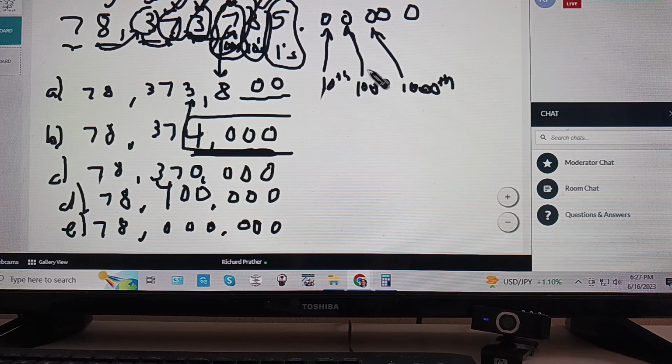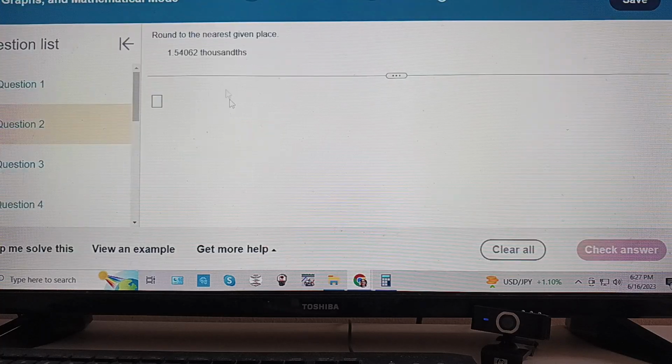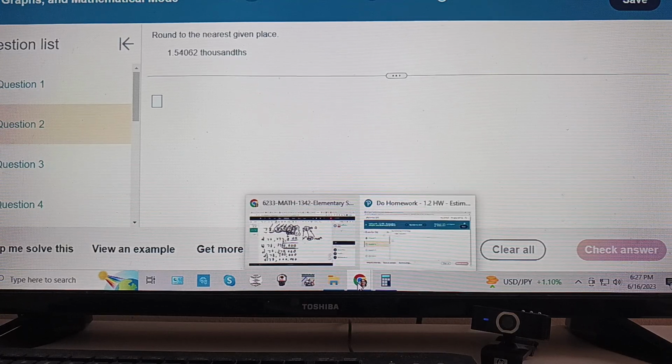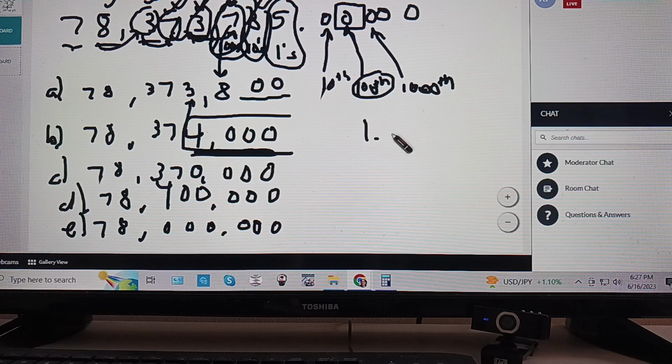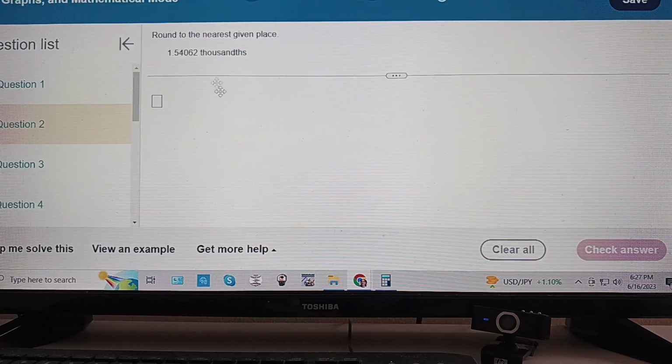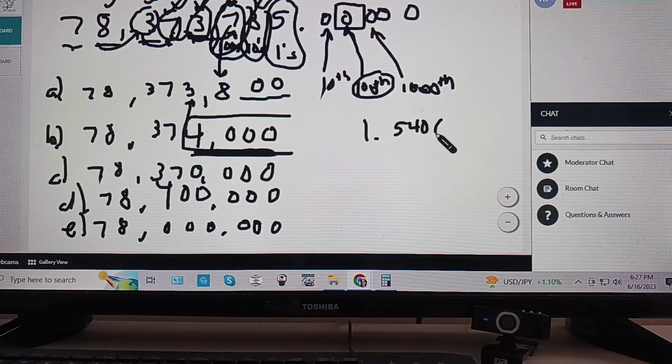So this one wants the hundredth. I think it said hundredth. So that's the second decimal spot. No, I'm sorry, it said thousandths. I misremembered it. That's the third one. So I have 1.54062, and they say thousandths. So when you start counting, you start with the tenths. This is tenths, hundredths, thousandths. So I want to stop right there.